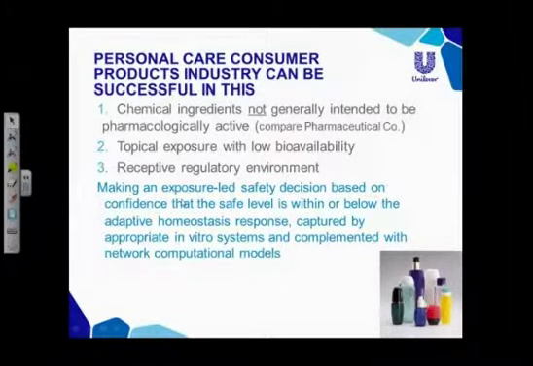So can we make this sort of exposure-led safety decision based on the confidence that the safe level is within or below an adaptive homeostatic response, and capture that by appropriate in vitro systems and complement that with network computational models, which you'll see some of later on.